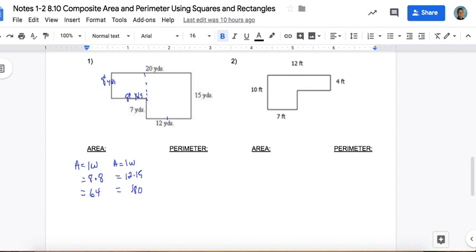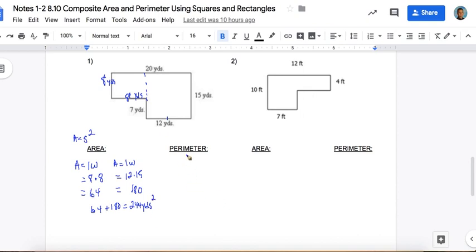Now, let me go back to this one. I should show you. I did length times width because a square is a rectangle, but I could have also done side squared. Okay, so let's write that right here. I could have also done side squared. And side squared is the same as length times width because 8 squared is also 64. Now I'm going to add these together, 64 plus 180, and that will give me 244 yards squared.